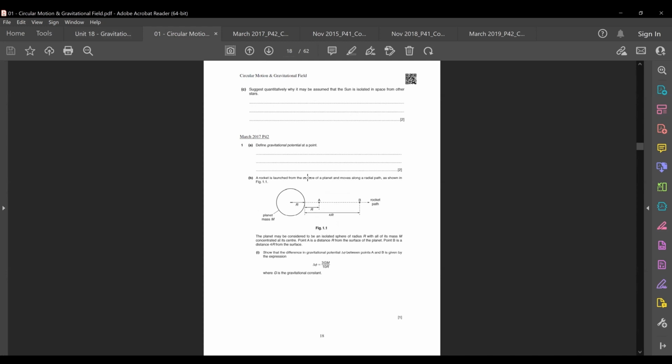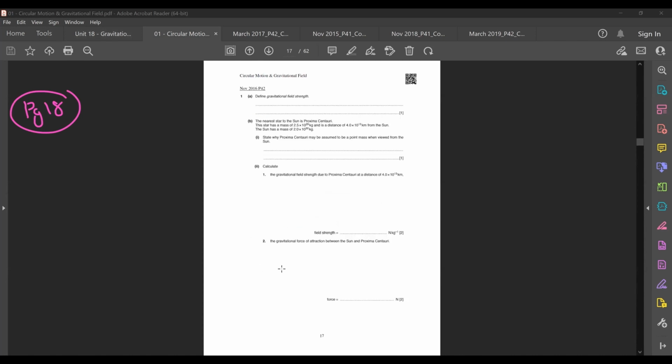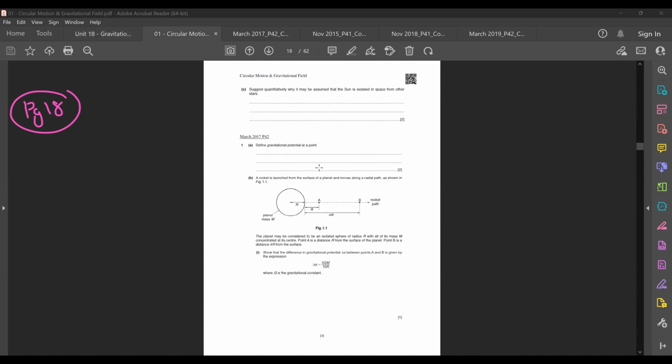Have a look at page 18. So for page 18, this is March 2017 P42.